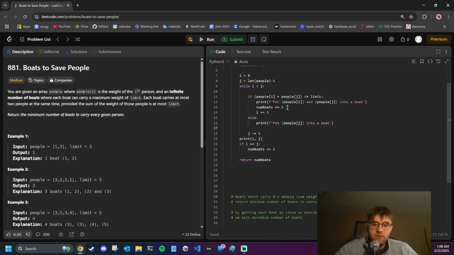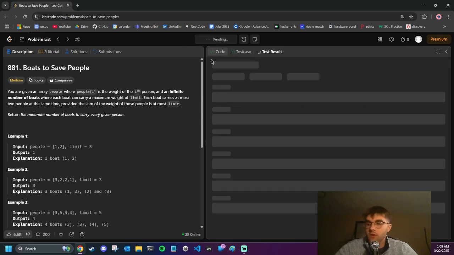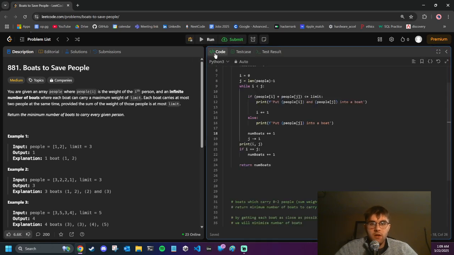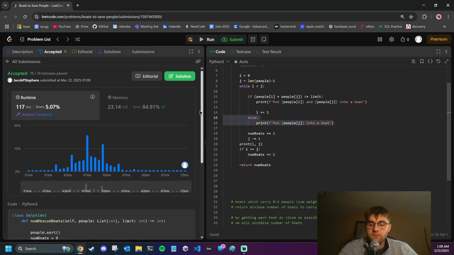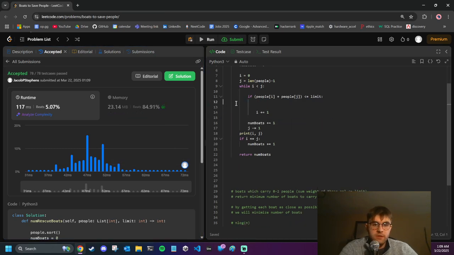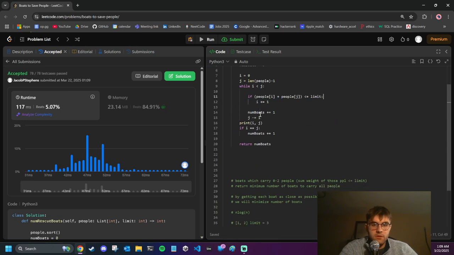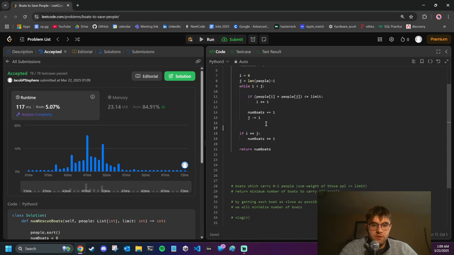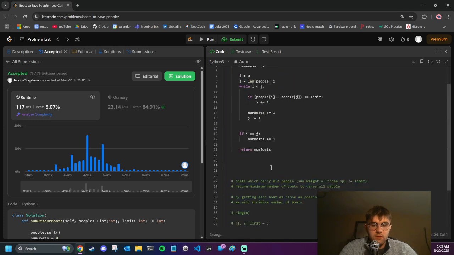Maybe num boats should always go up by 1. Yeah, that was probably the logical error. So num boats should always go up by 1, because even if we just add j by itself, it should go up. Well, first let me submit and see if this works. Okay, so that does work. So let me delete these print statements here, like this, and then keep that.